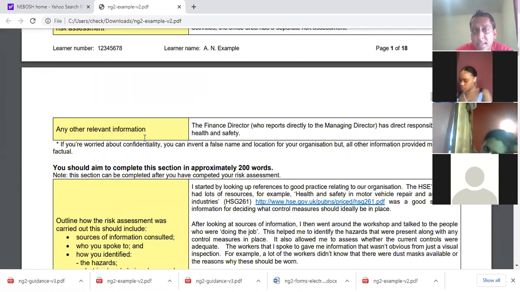There's a little disclaimer here. If you're worried about confidentiality, you could invent a false name and location for your organization, but all other information must be based on something factual, right?